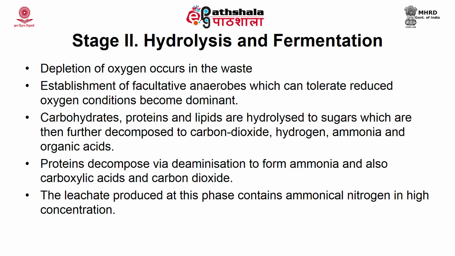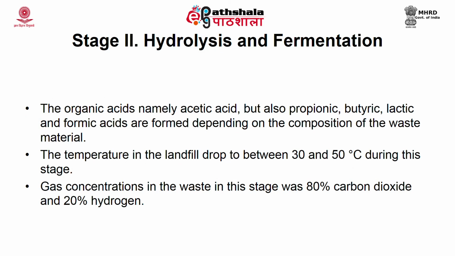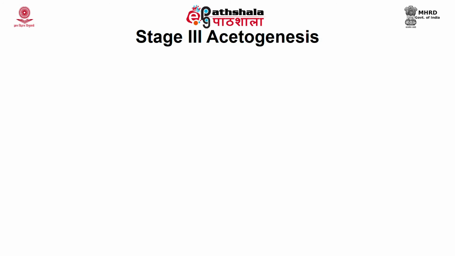So, after hydrolysis, where the complex material is converted into simple sugars, then they are further degraded into organic acids, like the volatile fatty acids, as I told you earlier, the butyric acid, acetic acid and propionic acid. These acids are produced, and the temperature in the landfill will start dropping. It will be in the range of 30 to 50 degrees Celsius at this stage, and the gas concentration at stage 2 will be around 80% of carbon dioxide and 20% of nitrogen. With this, the stage 3 starts.